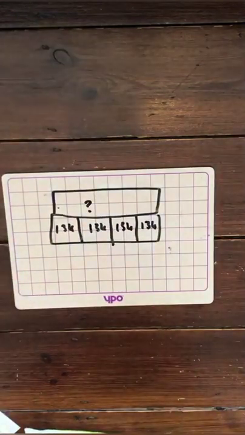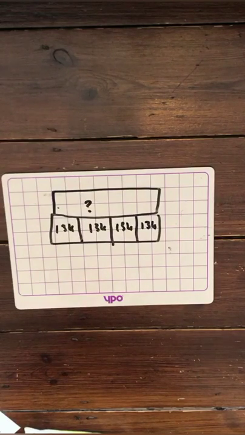I want to work out what my question mark could be. And if you're really pushing yourself with this, you could be thinking about what word question could go with this. So for instance, I could have four jars of 134 pennies. How many pennies do I have altogether? See if you can create your own question and send it to me. I'd really like to see it.